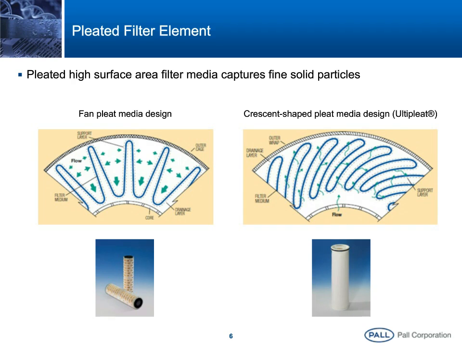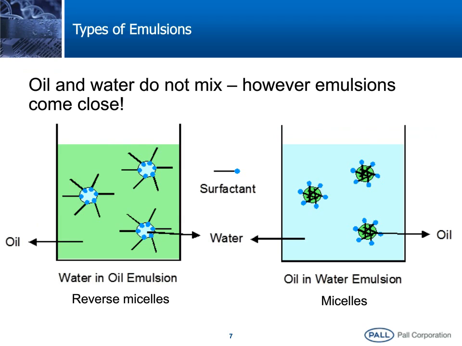Now we will discuss liquid-liquid separation. Oil and water are immiscible. On the left-hand side, oil is the continuous phase, and water droplets form a tight emulsion of water and oil. There is a third component in here.